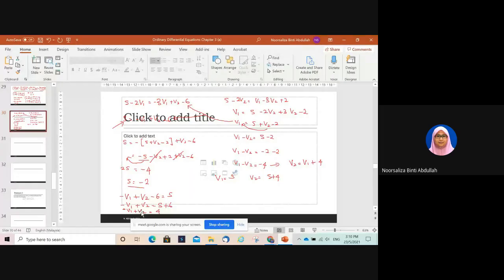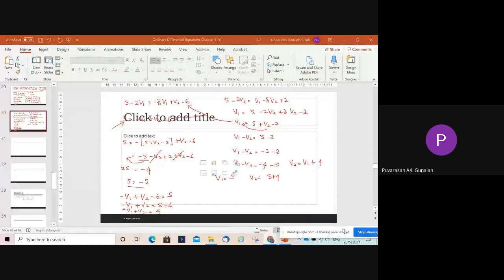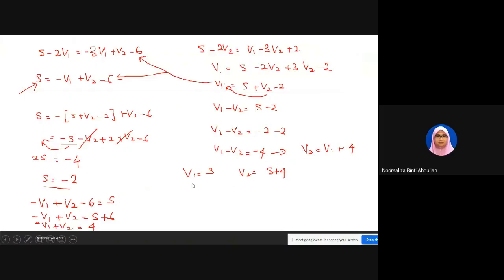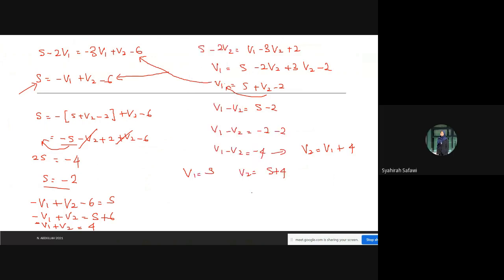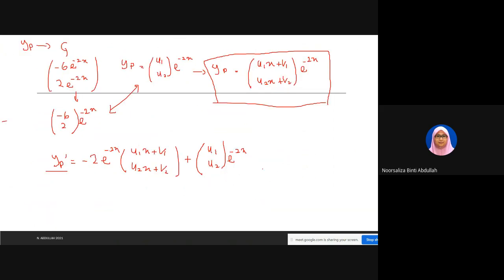V1 minus V2 equals negative 4. Substitute S. Okay, sorry. Sampai sini kan? Okay, so now we have V1, V2. Then kita pergi dekat YP. So this is your YP.